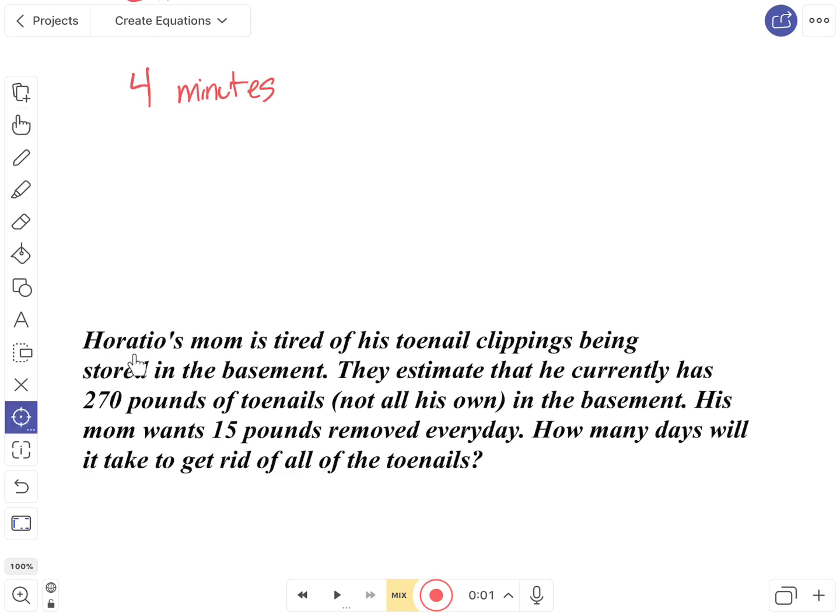So Horatio's mom is tired of his toenail clippings being stored in the basement. They estimate that he currently has 270 pounds of toenails in the basement. His mom wants 15 pounds removed every day. How many days will it take to get rid of all of the toenails? All right, you guys try that one. Guest teacher, Mr. Vorwaller, pause it now.